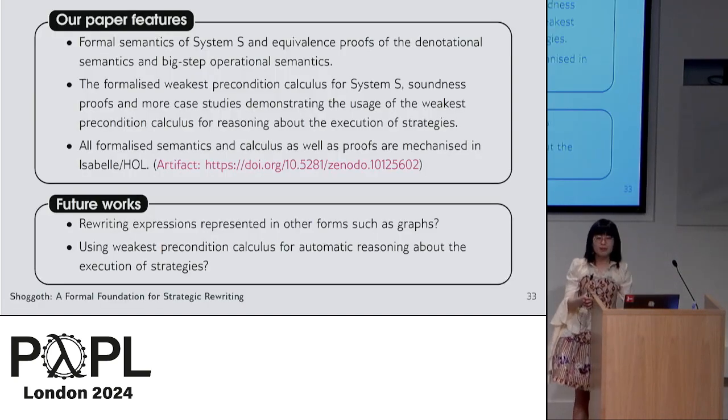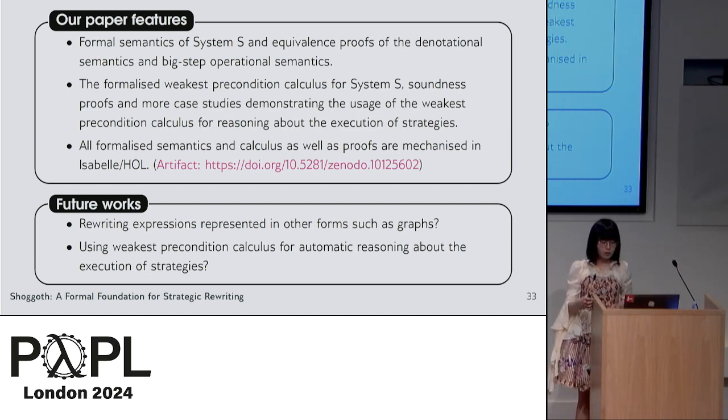Conclusion. In our paper, we feature the formal semantics of System S. There are a lot of things I haven't introduced in this talk. The equivalence proofs for the semantics are in the paper. There's also a formalized weakest precondition calculus and soundness proof, and more case studies demonstrating the usage of the weakest precondition calculus. And our mechanized proofs are a part of the artifact.